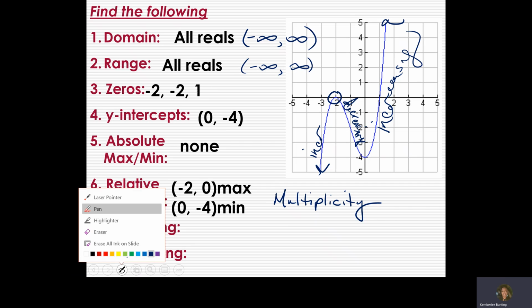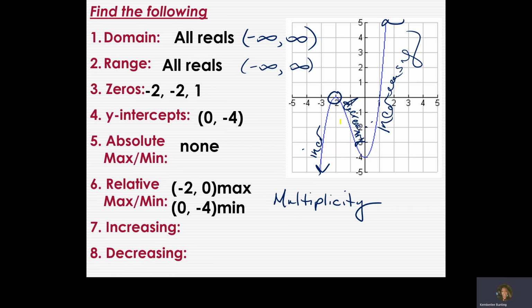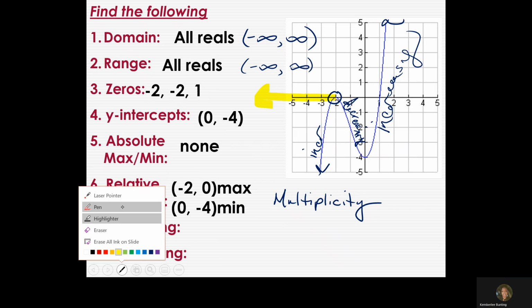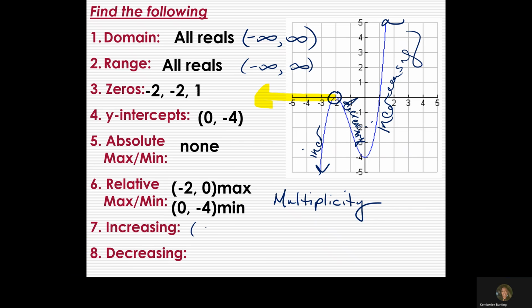Let me highlight what y'all just said. Starting somewhere way back here, reading the graph from left to right, my graph keeps going up, but it stops doing that at -2. So how do I name this as an interval? Negative infinity to -2.